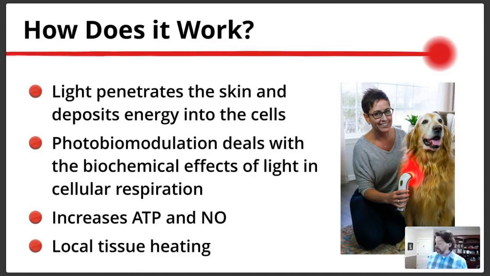There's a science called photobiomodulation, and that deals with the biochemical effects of light, specifically in cellular respiration. Now think back to your biology days. You probably remember cellular respiration takes place in an organelle called the mitochondria. The mitochondria is the powerhouse of the cell. That's what they said in biology class. It's responsible for the production of ATP. And ATP is the fuel that runs every cell in the body. So ATP production takes place at the mitochondria in a process called cellular respiration.